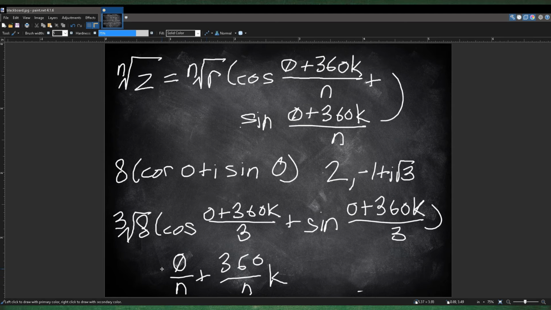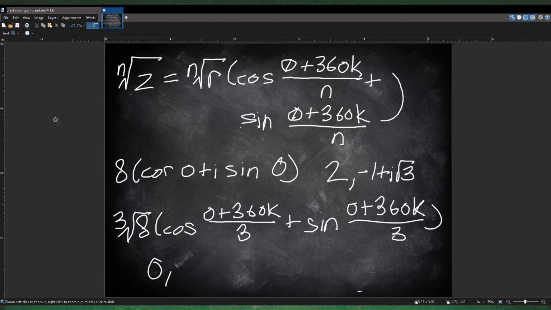The first thing I write is when k is equal to 0. That means 360 over n times k, and since k is 0, this is 0. So the first angle I write is just theta over n. Then the next angle is just 360 divided by n bigger, because it's going to be when k is equal to 1, k is equal to 2, and so on. In this case, I know the first angle is 0 divided by 3, which is 0, so I start with 0. Then 360 divided by 3 is 120, so it's 120k. I know I have to keep adding 120 every single time.